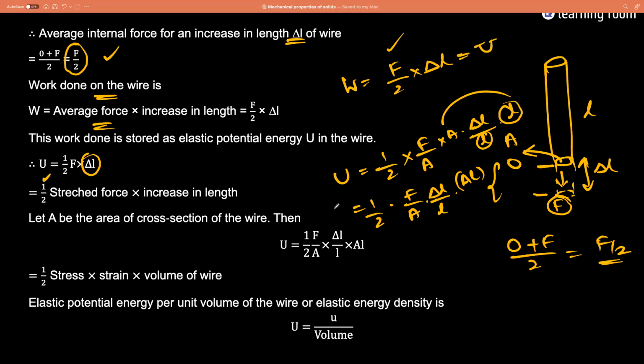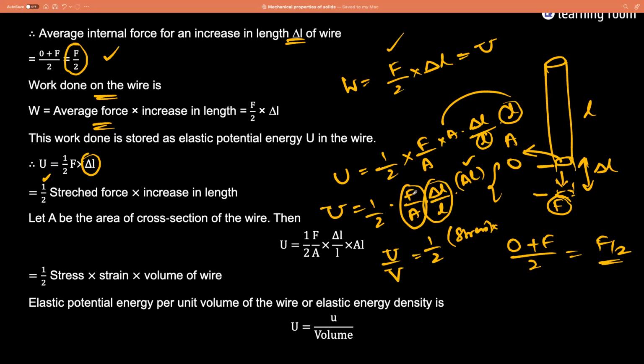Correct? What is this? This is the potential energy. What is this A into L called as? It is called as the volume. So U divided by volume will be equal to half into, what is F by A called as? Stress.